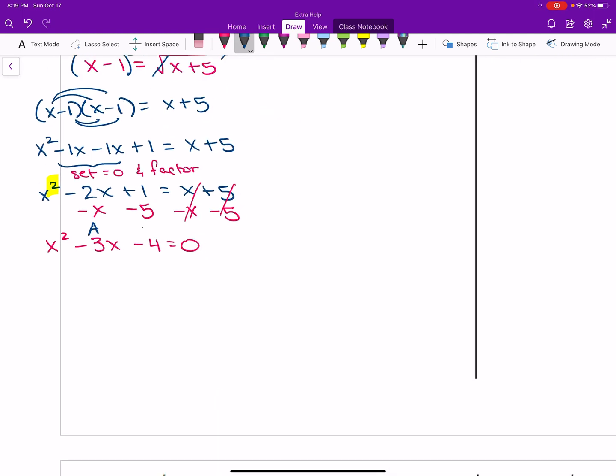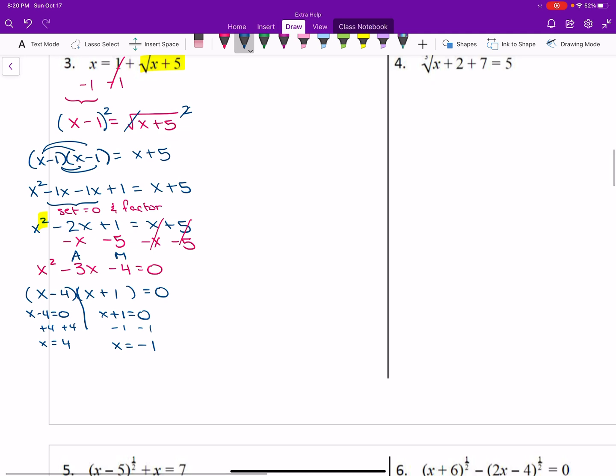This is a simple AM. I could go straight to my double parentheses. X squared is x and x. Adding to negative 3 and multiplying to negative 4 is negative 4 and positive 1. We are solving, so we then take each one of those factors and set them equal to 0 separately and continue solving. So the x minus 4, we're going to add the 4 over, and we get x equals positive 4. X plus 1, we're going to subtract the 1 over, and we get x equals negative 1.